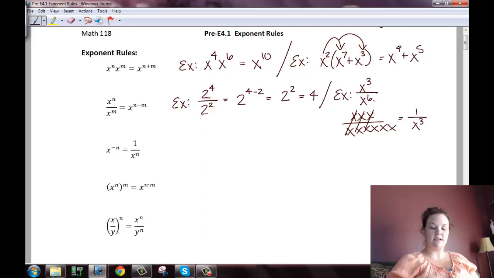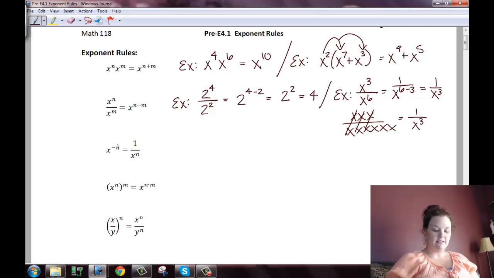So here I could move this x to the 6th up to the top and make it a minus 6, or I could move this x to the 3rd down and make it a minus 3, okay, which is what I would choose to do in this case. So I would be left with 1 over x to the 6th. If I move that one down, okay, I can just subtract it, which gives me 1 over x to the 3rd. Okay.